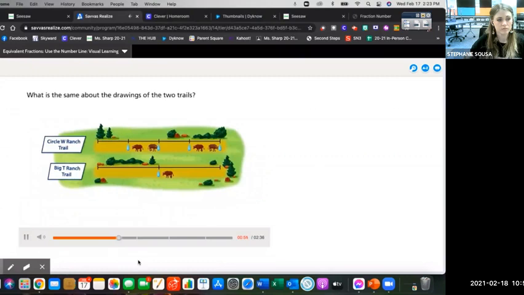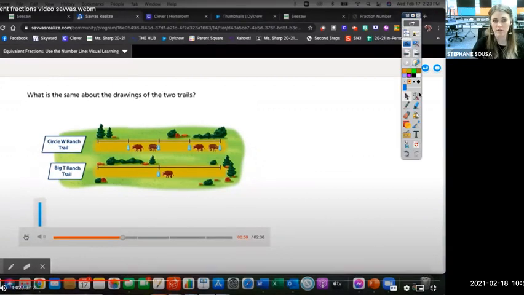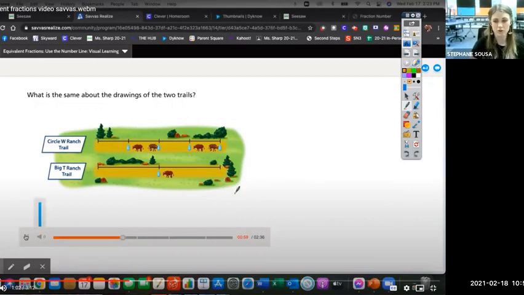What is the same about the drawings of the 2 trails? Okay, what do we see that is the same about these drawings? Both of the pictures have plants and trees. They do. They're both got plants and trees going on.